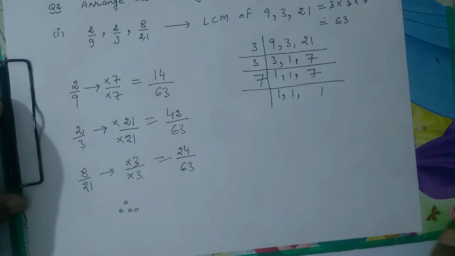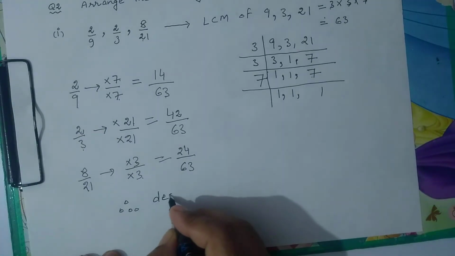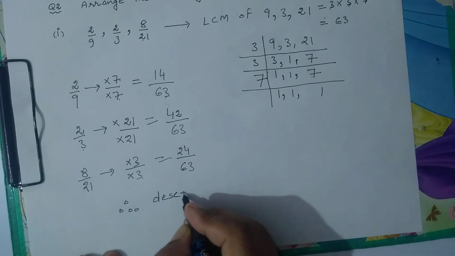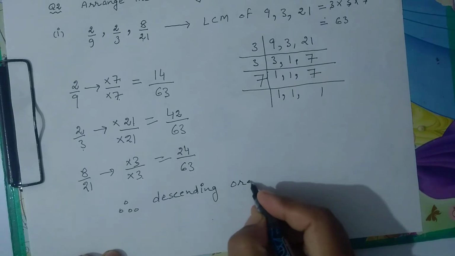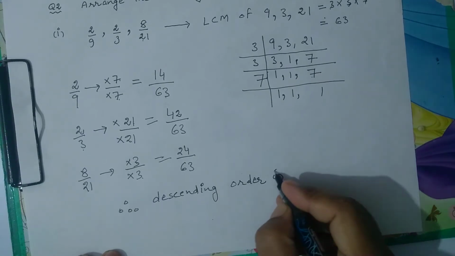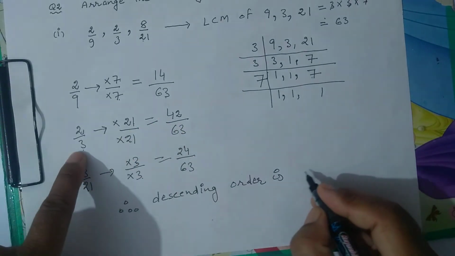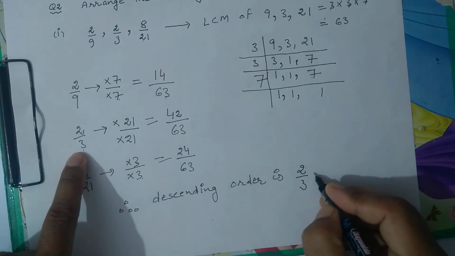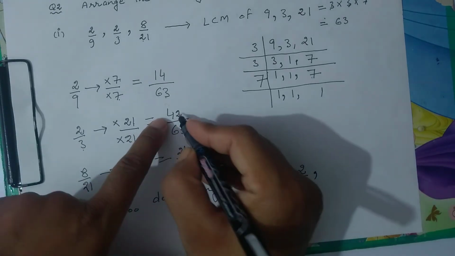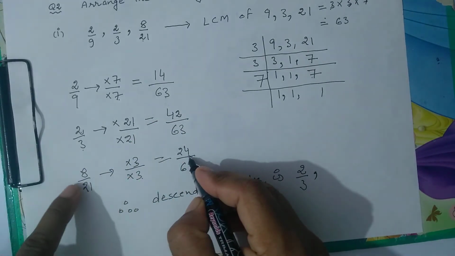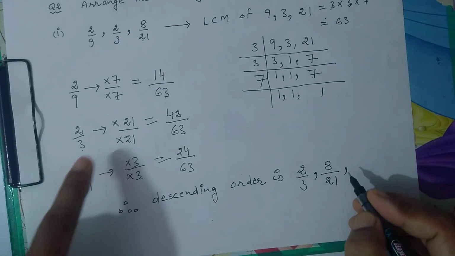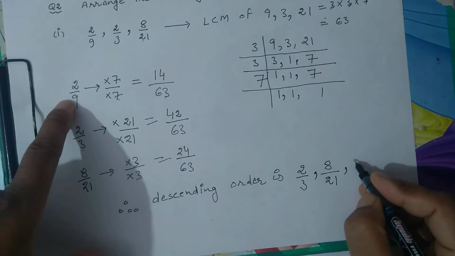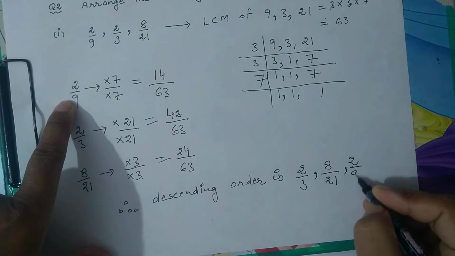So we write the descending order: first of all, 2 upon 3, then after 42 comes 24, meaning 8 upon 21, and the last one is 14, meaning 2 upon 9.